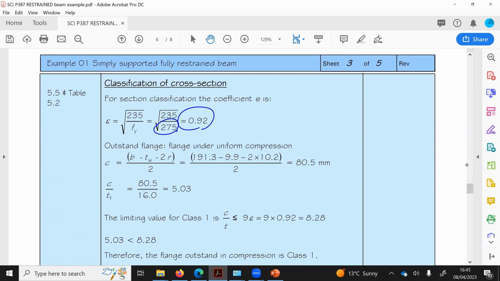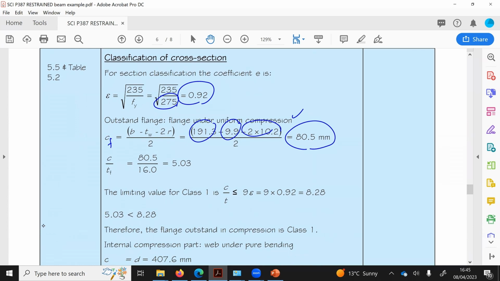First, we have to work out outstand flanges. So Cf is equal to B minus Tw minus 2R over 2. B is the width. Tw is thickness of web. R is root radius. When we put all these values, we get value of Cf as 80.5. And Cf over Tf comes out to be 5.03.